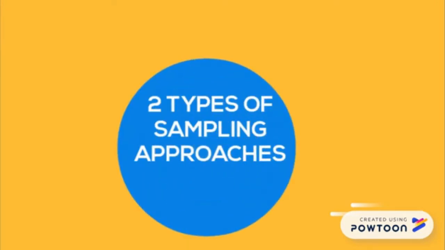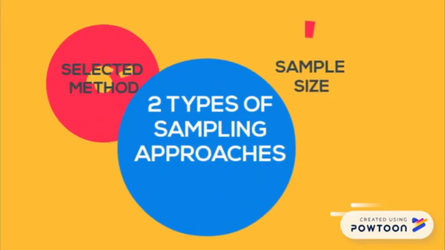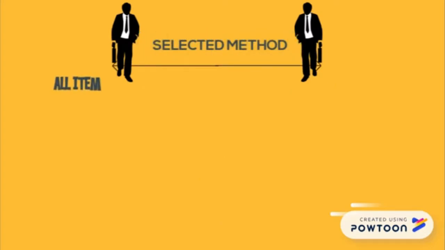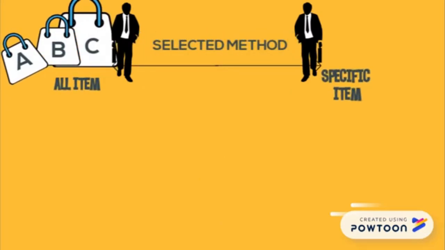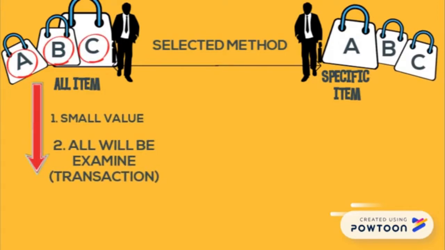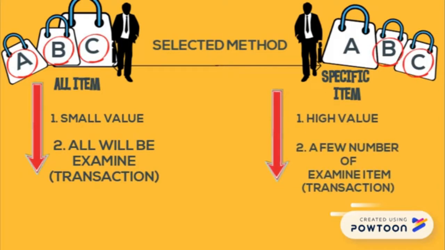Two types of sampling approaches. 1. Selected method. 2. Sample size. Selected method has two different parts: selecting all items, and selecting a specific item. By selecting all items, usually for small value, all the transactions will be examined. While by specific selection, it is used for large value and only a few will be examined.